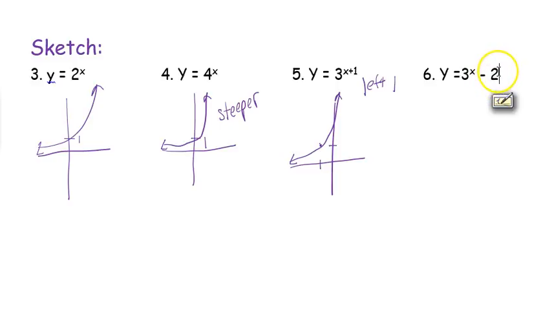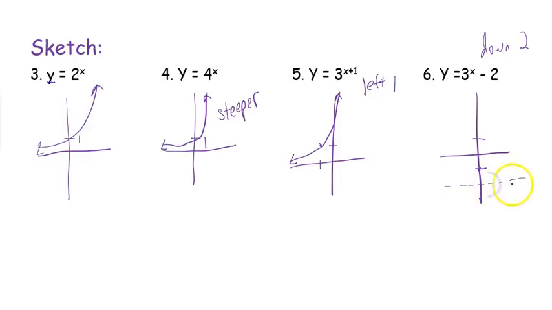Example 6 shows a change on the outside. This minus 2 is not in the exponent, so that's considered the outside. And as you know, outside deals with y's. That's where you move up and down. So this being a minus 2 means that we are going to be moving down 2. So again, I know my y-intercept is normally 1. So I want to move that down 2. So that would be at negative 1. And I also had a horizontal asymptote at 0, so that's going to move down as well. And so it will now be at negative 2. So I'm going to have my horizontal asymptote there. I'm going to go through the point at negative 1, and that will be my new graph.